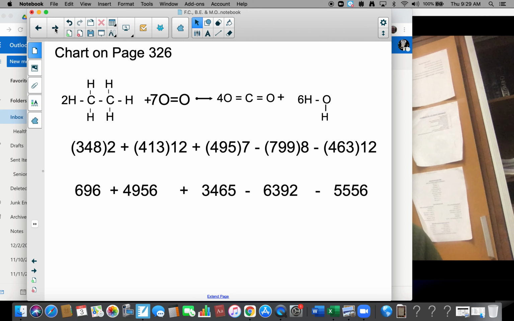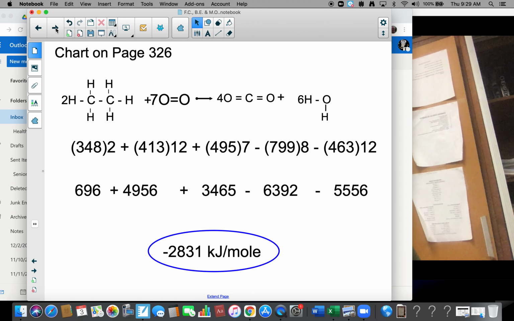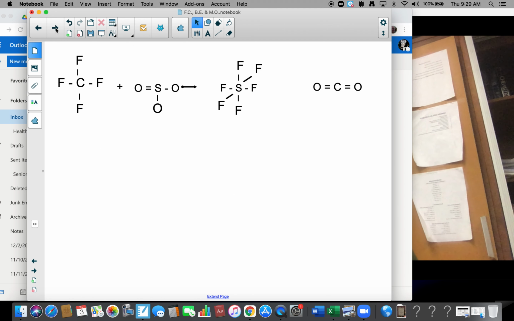So we multiply through. We get 696 for 2 times 348. We get 413 times 12, 4956. 3465 for 7 times 495. -799 times 8 is -6,392, and 12 times 463 is -5,556. We add and subtract those all through, we get -2,831 kilojoules per mole. Remember, that means that's an exothermic reaction, it releases energy, it's negative. That's my energy, my answer. We'll check this one, do this one in class.